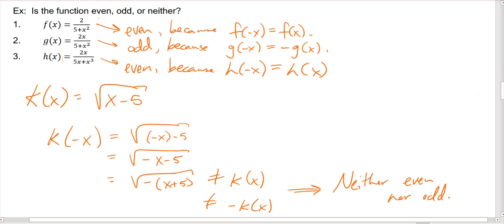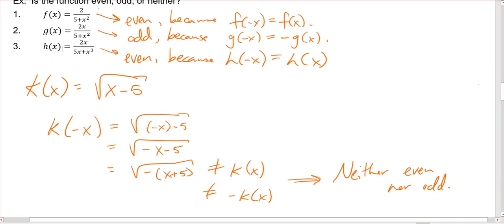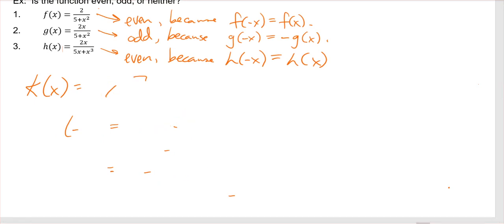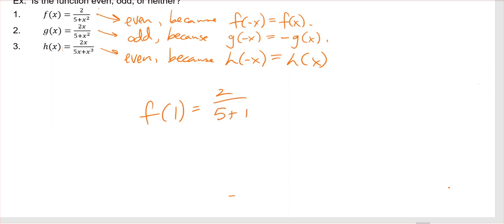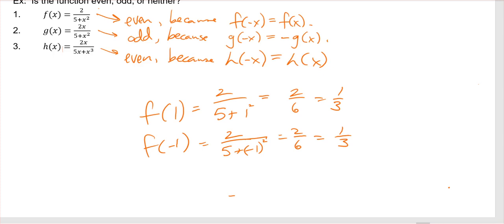So for example, let's use f here. So if I looked at this guy, and let's give in to our temptation, and we want to say, what's f of 1? Well, I'm going to have 2 over 5 plus 1 squared, so that's 2 over 6, so 1/3. Okay, great. F of -1, what's that? So that's 2 over 5 plus -1 squared, so that's 2 over 6 is 1/3. So at this point, you're going to say, hey, those are the same, so that means it's got to be symmetric.